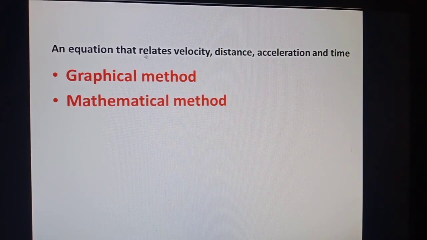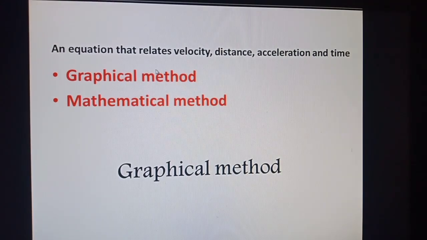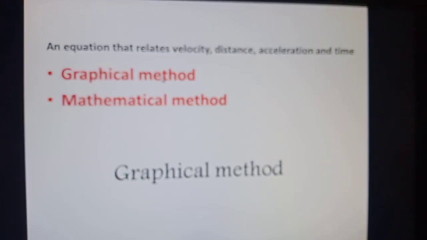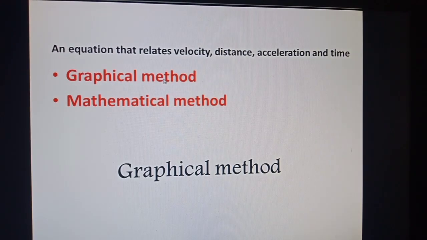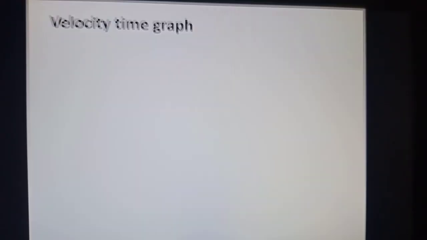Students, there are two ways of deriving this equation. One is called the graphical way and the other is called the mathematical way. First, we will follow a graphical method to derive this equation of motion. Now, for this, we need a velocity time graph.